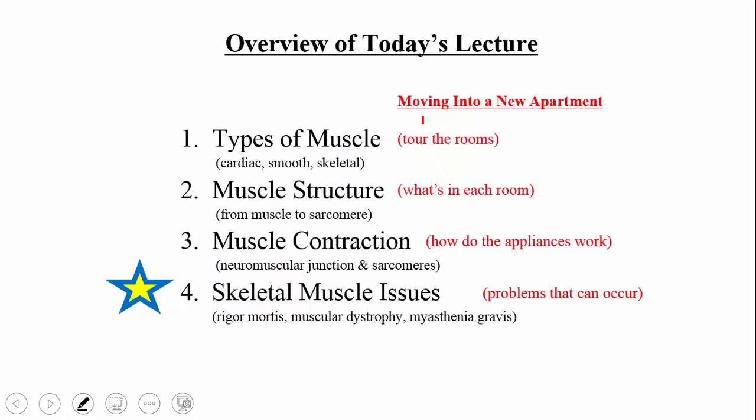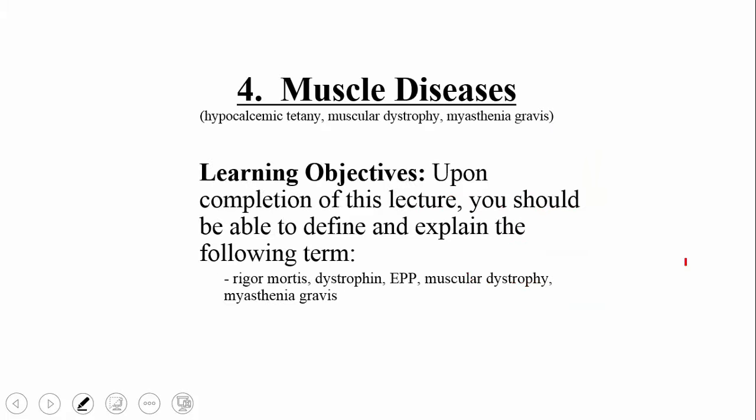Okay, so let's go into the final thing here. Now that we talked about the types of muscles, the structure, the contraction, how it works, I want to talk about a few different skeletal muscle issues that can happen, in other words, problems that can occur. If you like my analogy, we toured the rooms already. We looked in a given room, the kitchen, and how the appliances work. Now we want to say, well, what problems could occur with our appliances? Okay, so these are the learning objectives associated with this lecture. These are some terms that you want to make sure you know. If you don't hear it in the video or it doesn't make sense exactly, make sure you look up these terms in your book to make sure that you understand what they are.